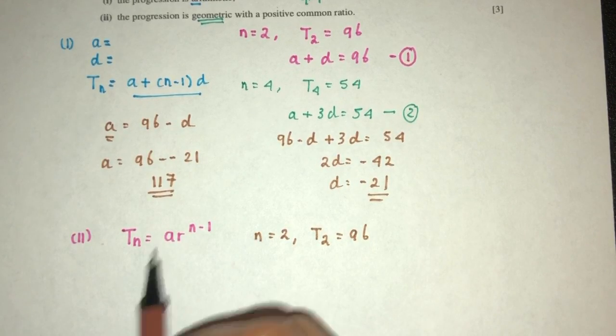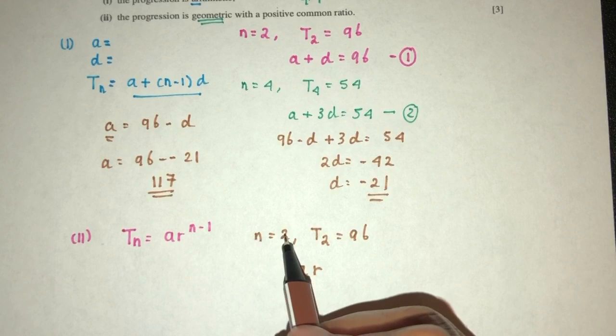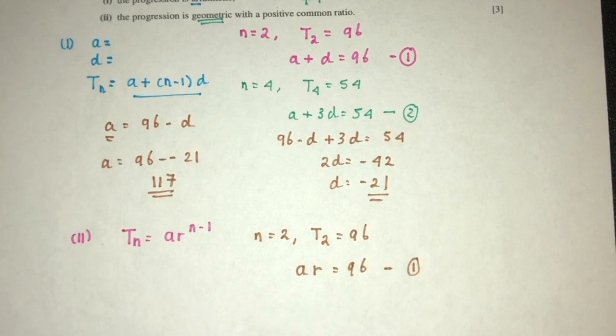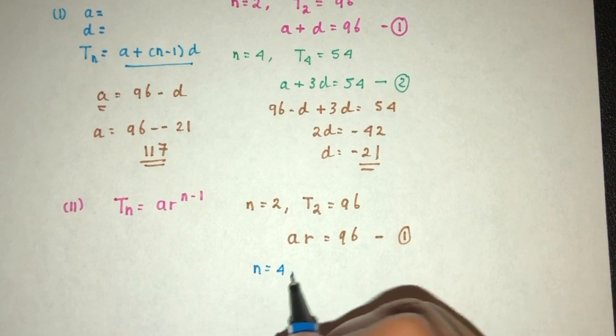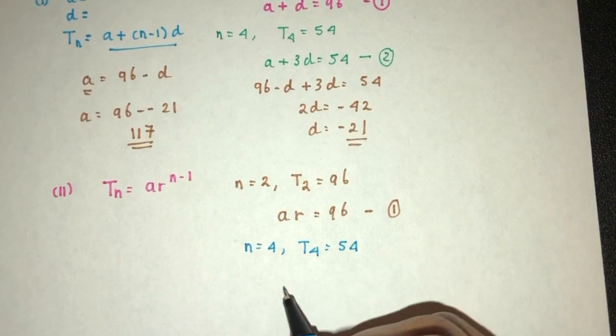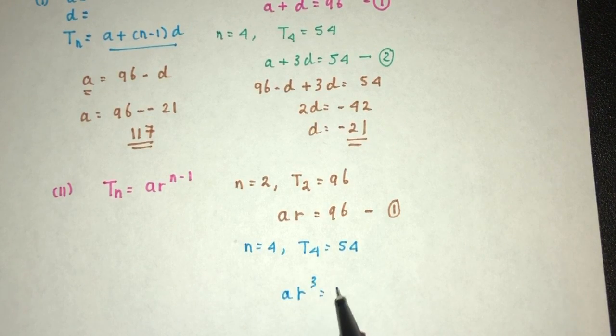We know that the second term is equal to 96. So let's replace in the formula. A we don't know, r we don't know, but the power we know is 2 minus 1, it is 1, and it has to be 96. That is my equation number 1. Now same steps, we know when the value of n is 4, the fourth term has to be 54. Same steps, a we don't know, r we don't know, and we know it is 4 minus 1, is 3, has to be 54. That is equation number 2.